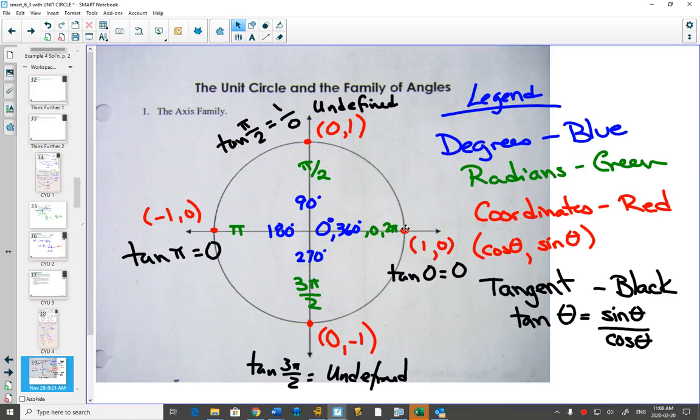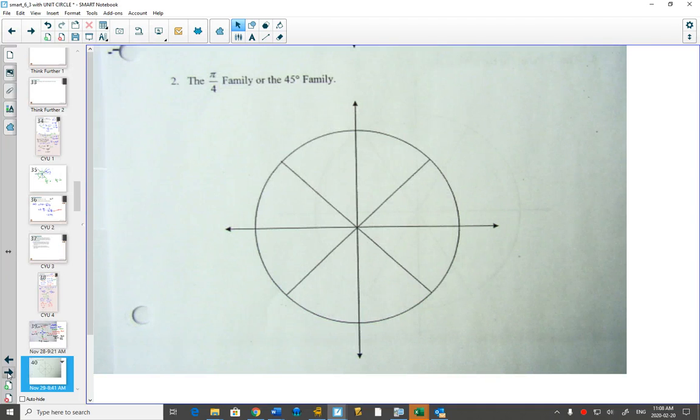If things are coterminal, they're going to have the same value. So just by drawing stuff that we already knew, we now open a bunch of mental math questions that we can do. The next family we look at, the 45-degree family.